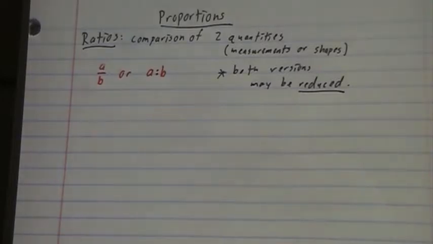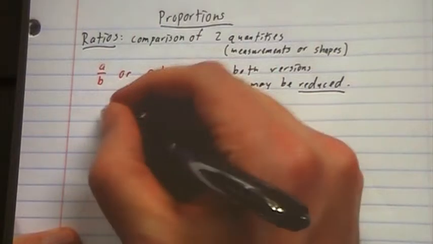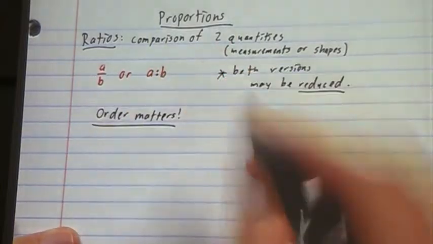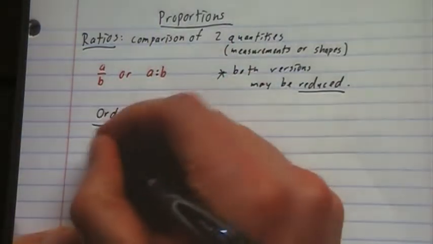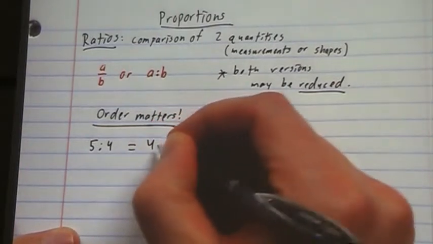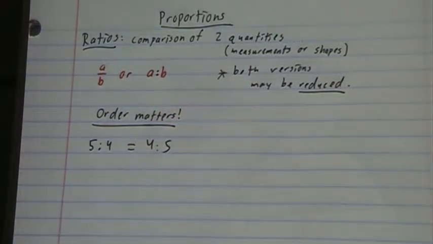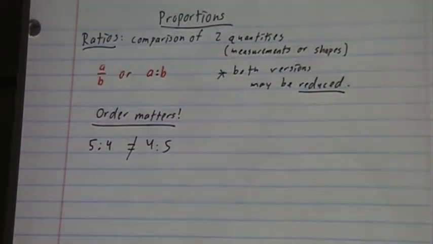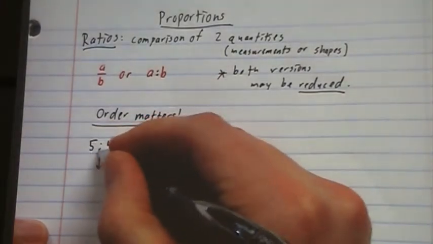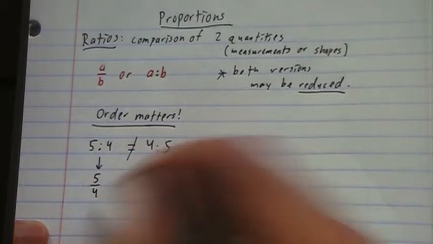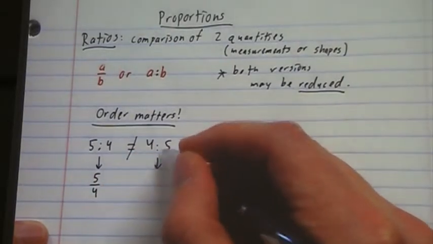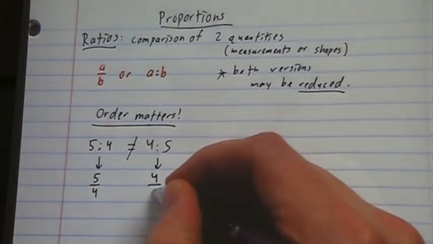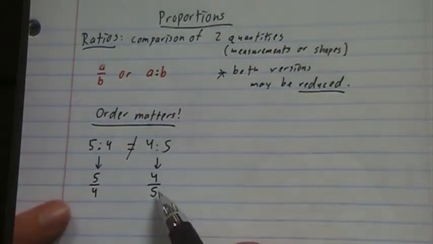Now, one thing about proportions is that order matters, especially with the colon. For example, you might think, oh, 5:4 is the same as 4:5 because we got 5s and 4s, we just switch them around. No, those are not equal. The reason is if we make both fractions, 5:4 is 5 over 4. 4:5, which you'd read as 4 to 5, the ratio of 4 to 5, would be the fraction 4 fifths, or 4 over 5. And as we know, those are clearly not the same.